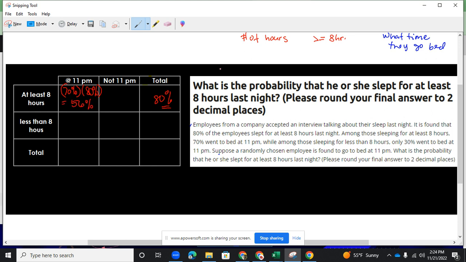By the way, in math when they say 30% of, let's say, 50, the word of here means times. So that means 30%, or 0.3, of 50, which is equal to 15. So normally when you hear the word of, that means multiplication. All right, so now let's move on. So among those sleeping for at least 8 hours, 70% went to bed at 11, which we just did. Among those sleeping less than 8 hours, so we're moving on to the second row. This row right here, people who are sleeping at least 8 hours. No, less than 8 hours.